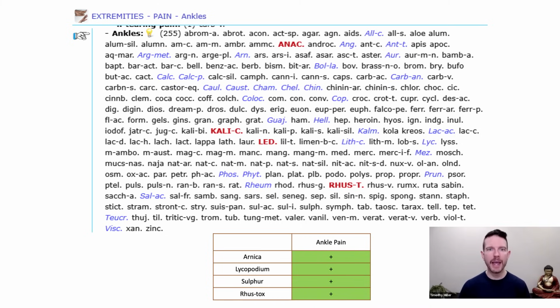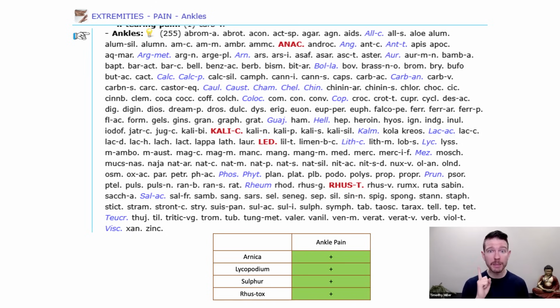You've got a person who's got ankle pain, right? You're a homeopath trying to find the right remedy for them. If all they tell you is they've got ankle pain, guess what? There are 255 or more remedies that could potentially be helpful to that person. So that doesn't help me.